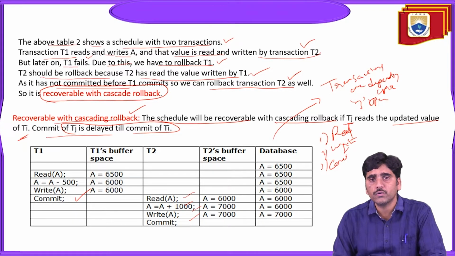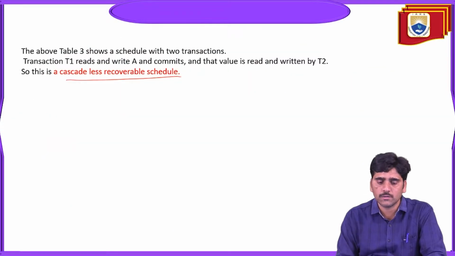So if you want to roll back the transactions, the transactions before have to be committed. After committing the transactions only, you are going to roll back. So these individual transactions fail and they are committed, so individual transactions are going to be rolled back. That is nothing but a cascade-less recoverable schedule.